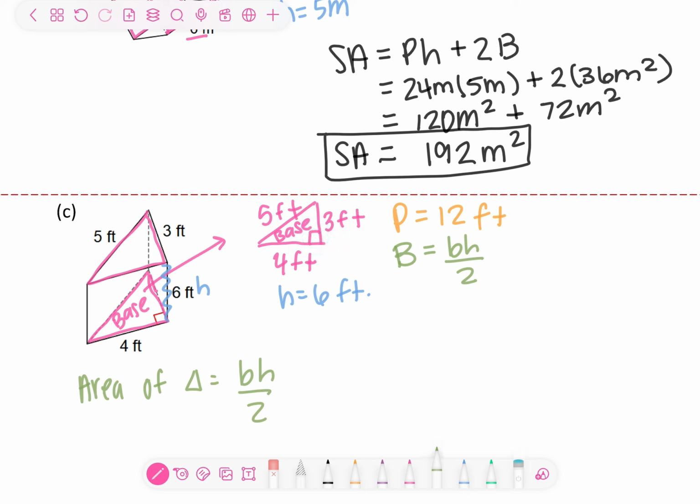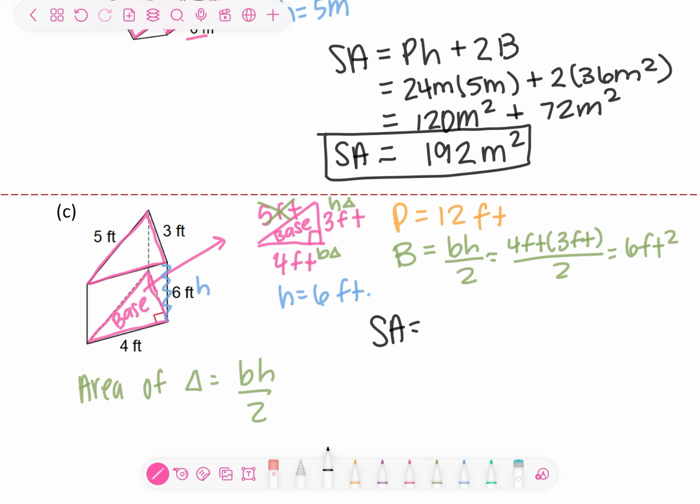So we can call the base 4 of the triangle and the height 3 of the triangle, right? We're not going to use the 5 for the area. So that's going to be 4 feet times 3 feet and then divide by 2. So 12 divided by 2. So that's going to be 6 feet squared. Okay. Perfect. Okay, so now we plug everything in.